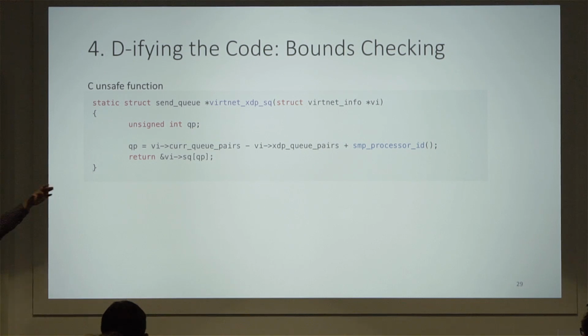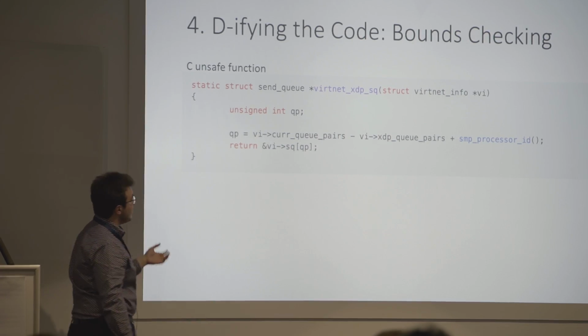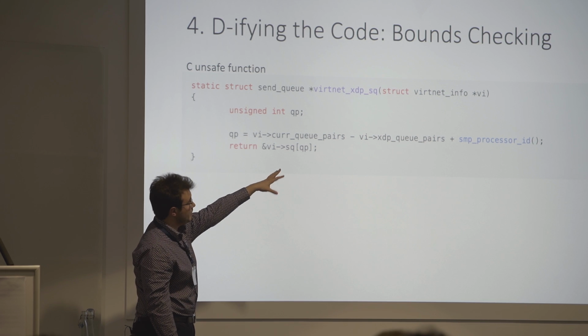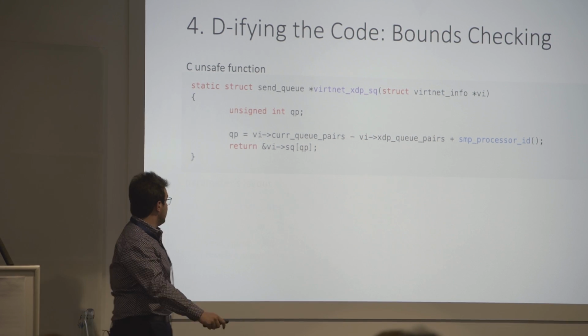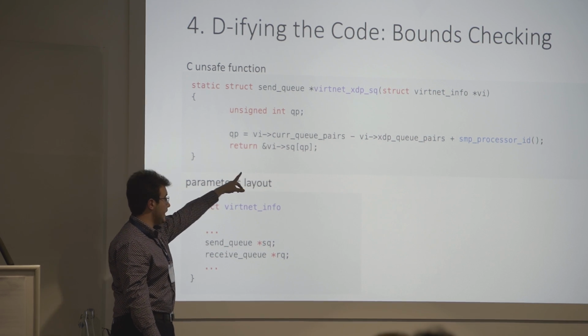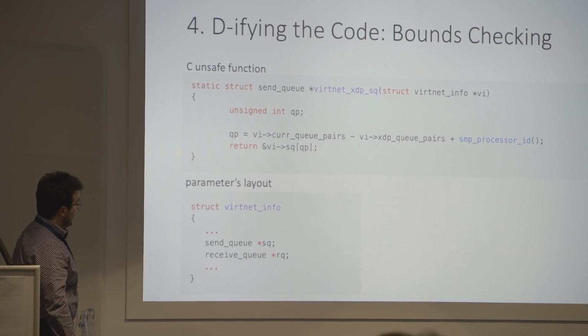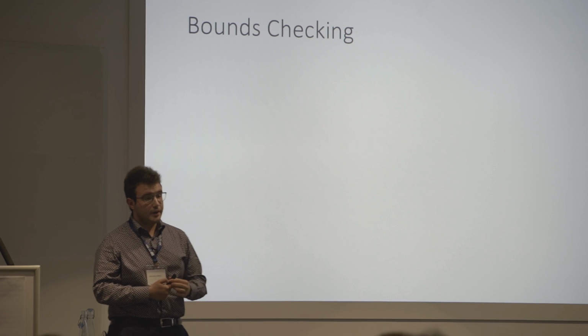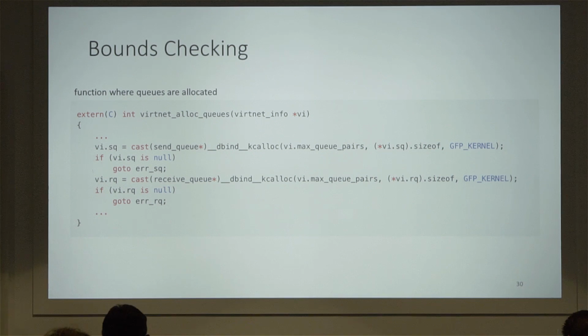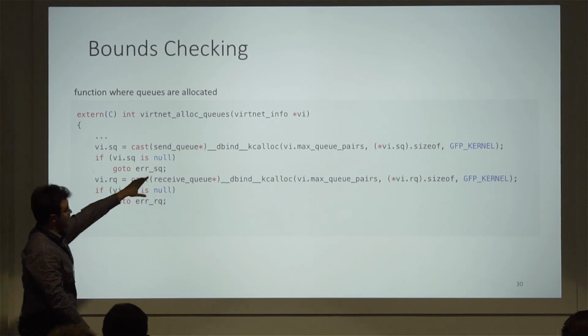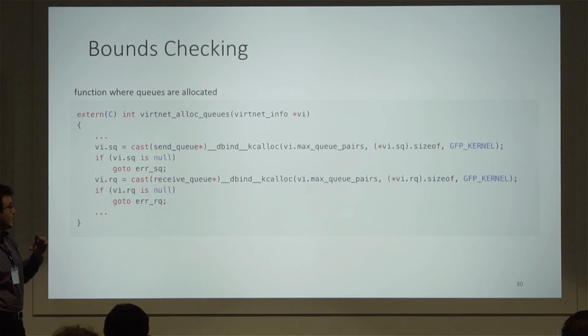To strengthen the security of this kernel module, we had to add bounds checking everywhere this kind of access was done. But how do you get bounds checking when the parameter of the function is a pointer and the queue that is accessed there is also a pointer? We don't have any information about length. After we analyzed our driver, we discovered that there's a function where every struct of this type, virtnet_info, is allocated along with its queues. So here is the length information that we needed.